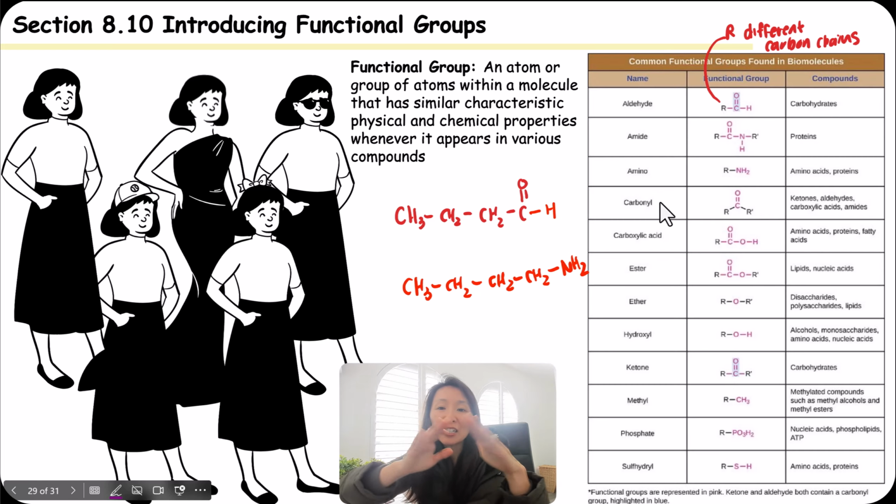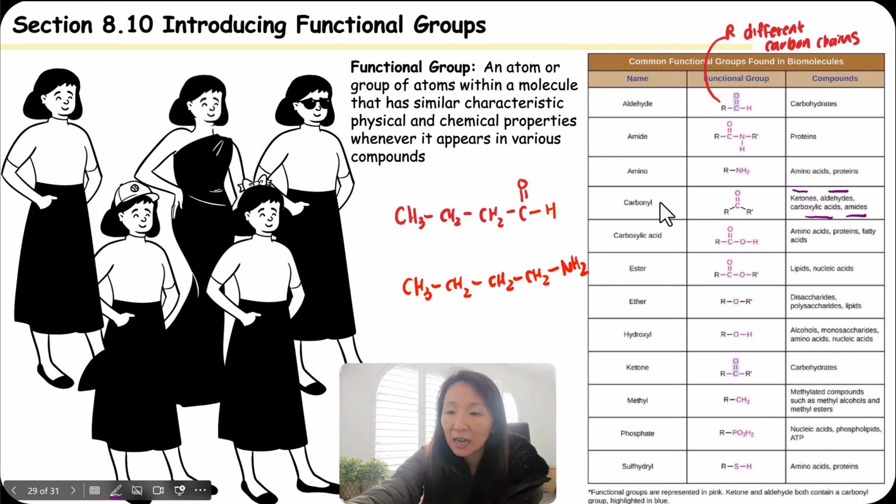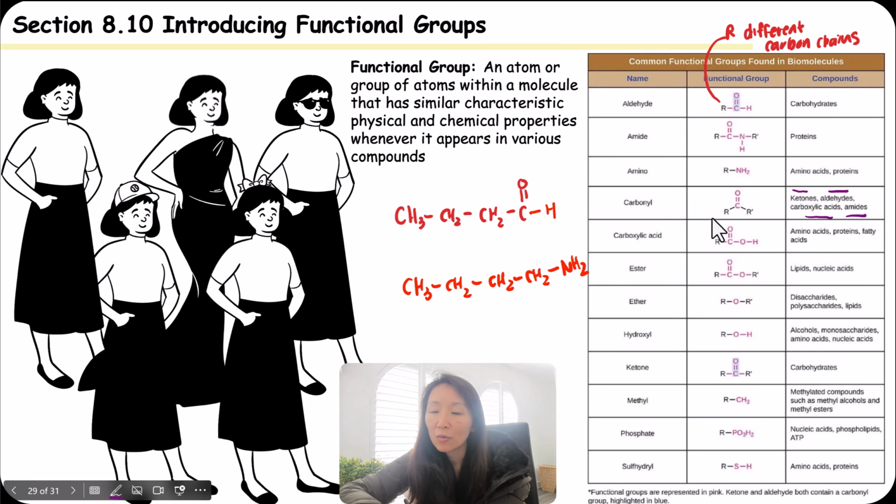Carbonyl is a category, and under the category carbonyl is the ketone, carboxylic acid, amides, and aldehyde. It's just saying that within one carbonyl category, all these groups are listed here. Where is the ketone? Ketone, aldehyde, carboxylic acid, and amide. Those fall under the category of carbonyl.